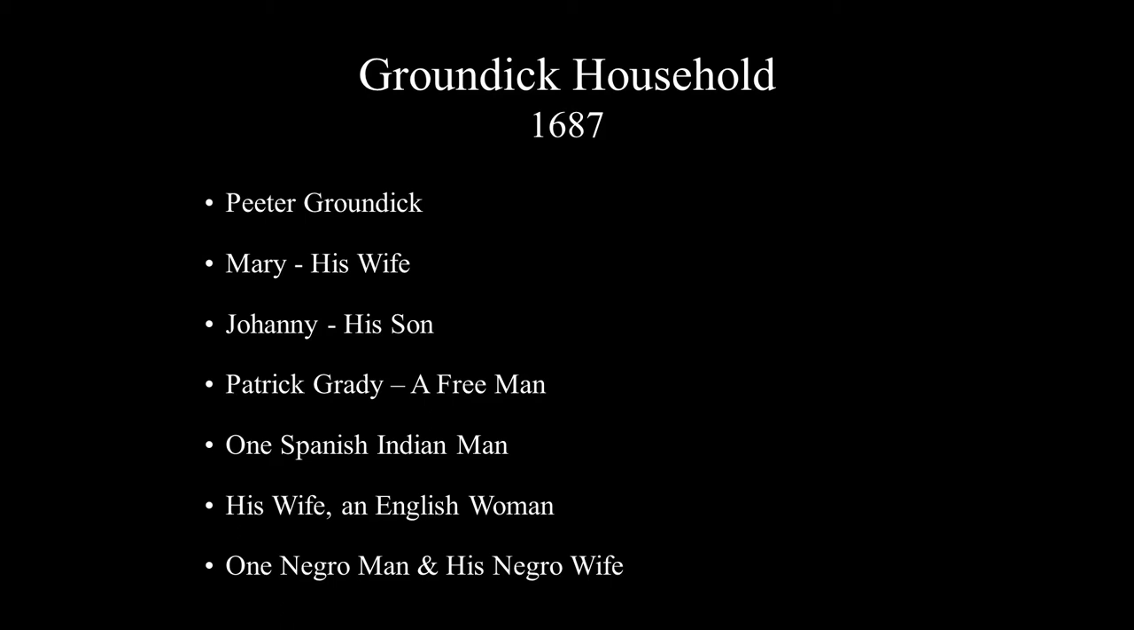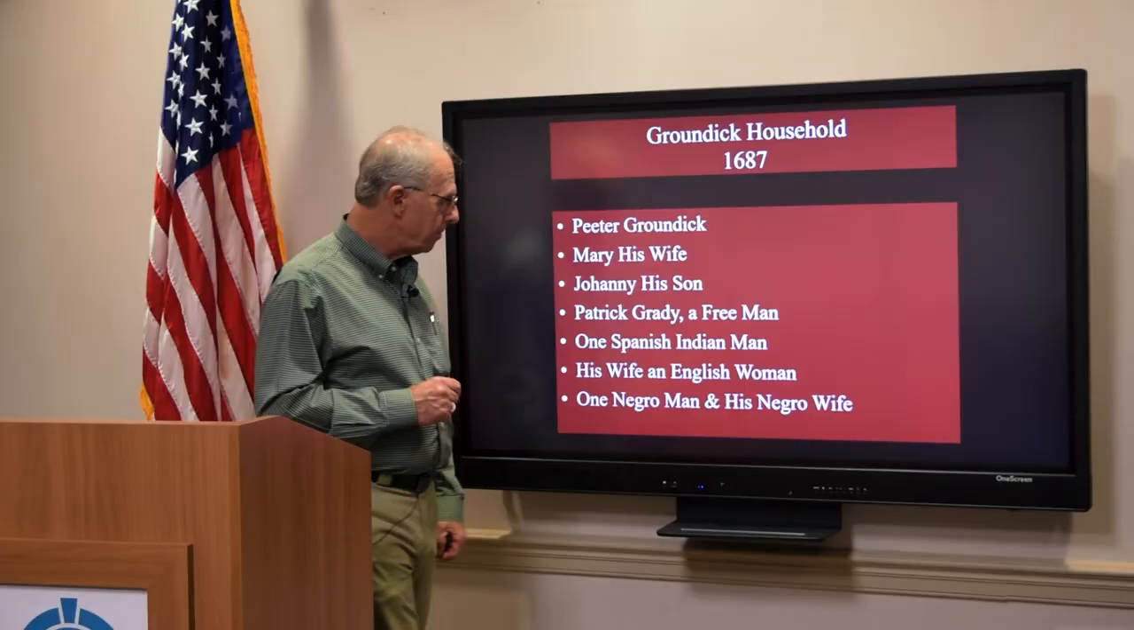This is a great example from the perspective of a single household. Peter Gronendijk was a Dutch trader. He'd been on the Delaware probably in the 1630s. Mary, his wife, is present. Johanny, his son. Patrick Grady, a free man. A Spanish Indian man. His wife, an English woman. One Negro man and his Negro wife. Really interesting patterns that we're seeing here.